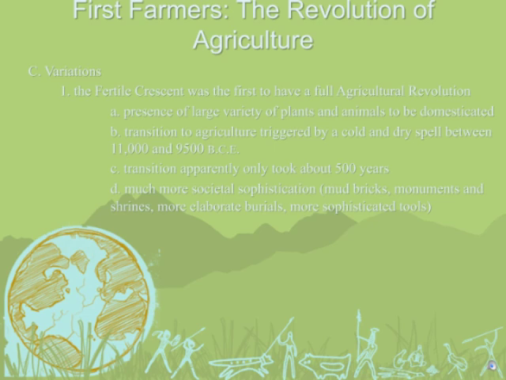today. Transition to agriculture triggered by a cold and dry spell between 11,000 and 9500 BCE. And the transition apparently only took about 500 years. Now, you might think that's a long time, but when we're looking at world history, that's really not that much. Much more societal sophistication. We're going to start looking at housing with mud bricks, monuments, shrines, more elaborate burials, and more sophisticated tools. So we're starting to get into some aspects of the building stages within civilization.